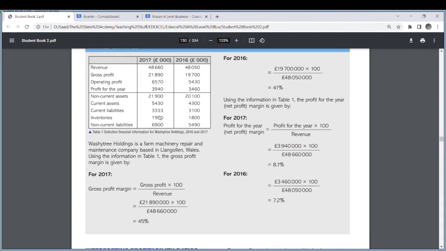From this data given, can you calculate the equity of this business?